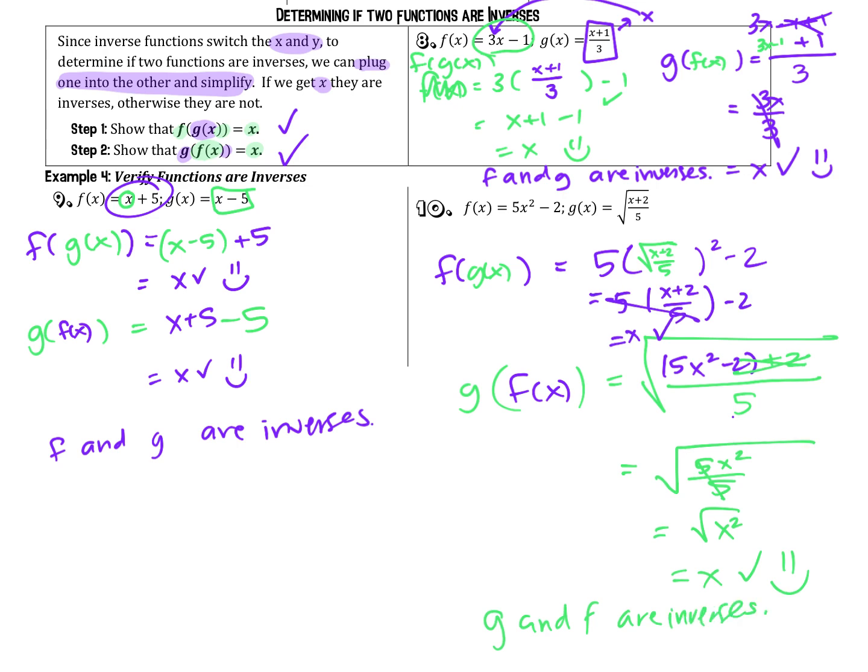So in order to check, you're going to plug one into the other and simplify. If you get x, then you're going to check the other one. If you don't get x, then they're not inverses. There's no point in checking the other one because it has to be true for both.